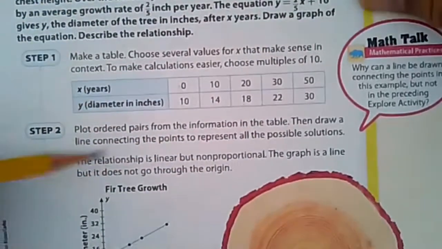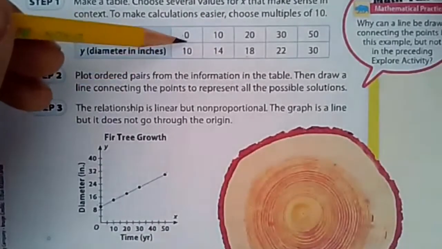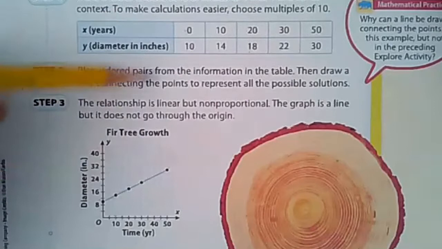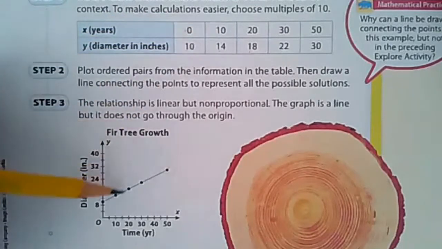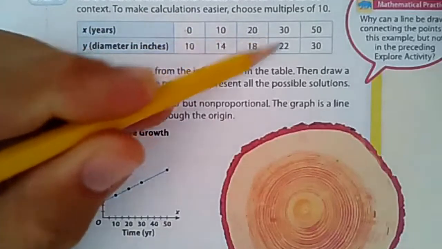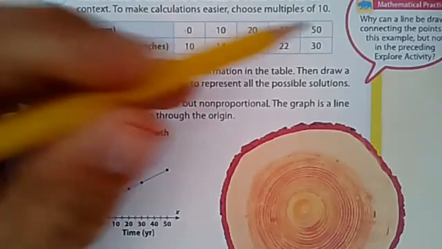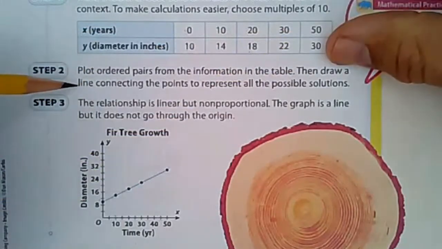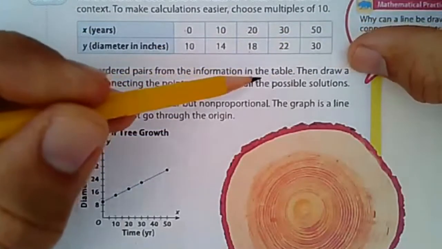So when we plot these ordered pairs, 0, 10, right here, 10, 14, here, 20, 18, 30, 22, and 50, 30, we get a straight line. Draw a line connecting the points to represent all the possible solutions.